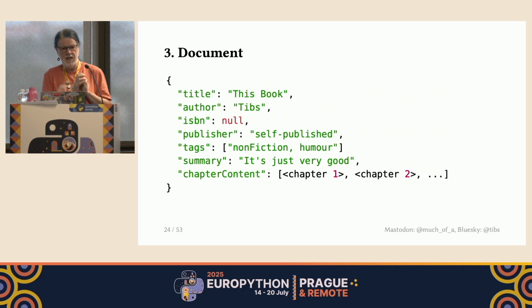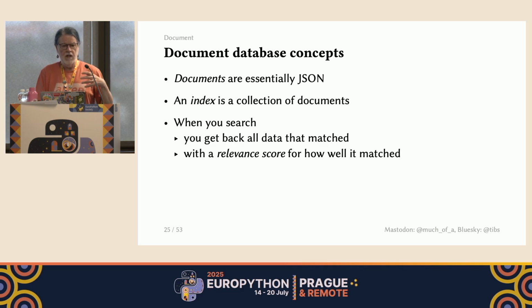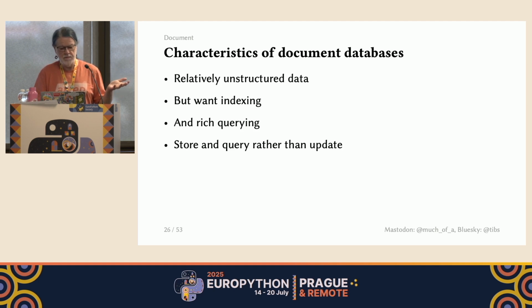So document databases come from handling text bases, where you put in a lot of text and you want to manipulate it or to query it. Documents tend to be JSON, and you have indexes which are a collection of documents. And when you search, you get back the data that matched with a relevance score for how well it matched. So you tend to be handling relatively unstructured data, but you want indexes and rich querying, and you tend to store and query rather than update.